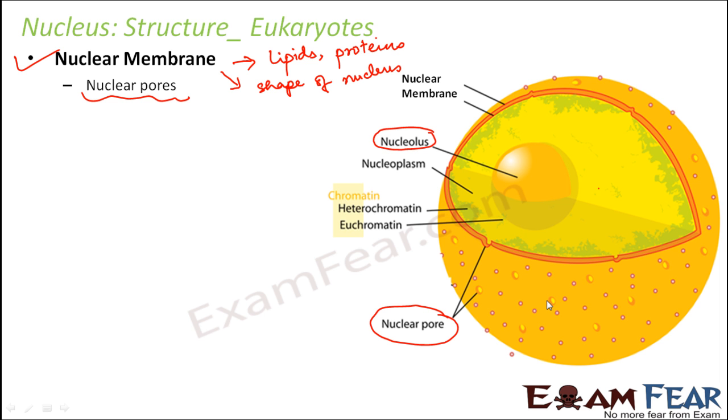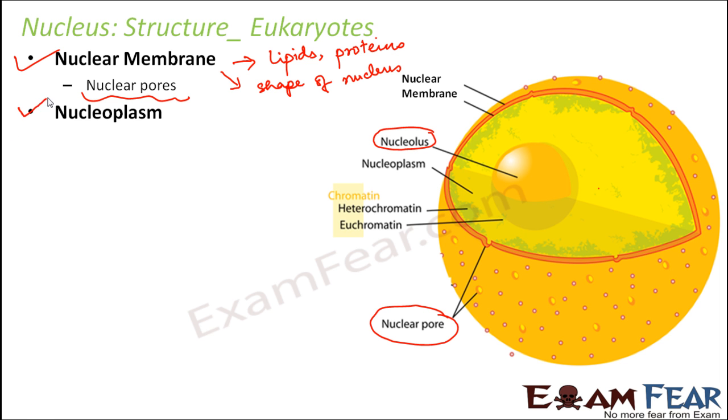Now, why do we have these pores? So these pores are there to facilitate the transfer of particles from inside the nucleus to outside, or from outside the nucleus inside. So what kind of particles get exchanged between nucleus and the external environment? Those are proteins and RNA complex. So proteins which are synthesized, they move inside the nucleus. Sometimes RNA complex, they move outside the nucleus. So basically these pores help in the exchange of substances between nucleus and the outer nuclear space.